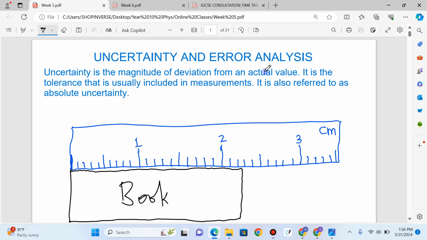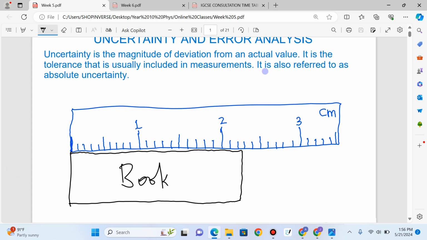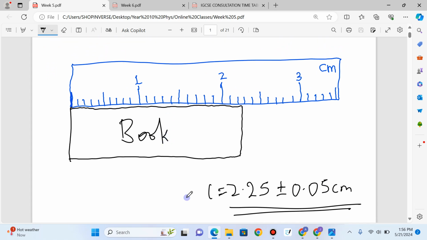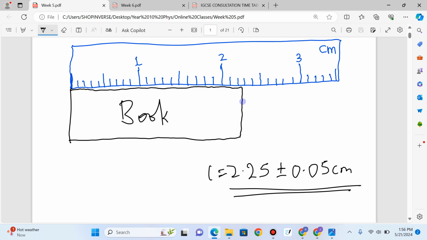Uncertainty is the magnitude of deviation from an actual value, and it is the tolerance that you have to put into consideration while taking measurements. Let's take, for instance, you want to measure the length of this book. What would you do? If I measure the length of this book from here to here, what reading do I have? This should be 2 centimeters, 2.2, 2.4, 2.2, 2.3, the next one is 2.4. Between 2.2 and 2.3, I can consider the error here to be like 0.05 centimeters.